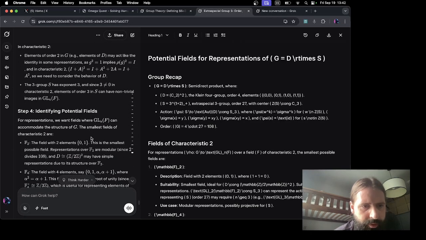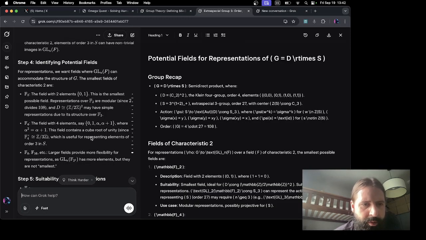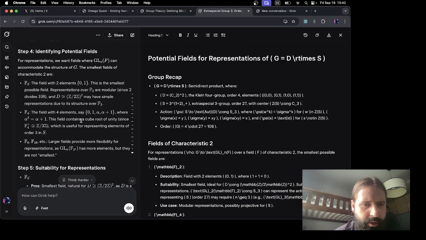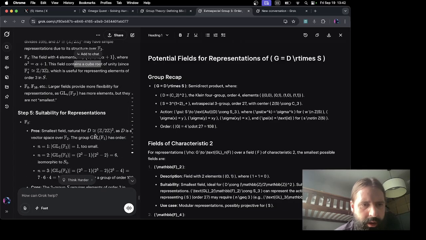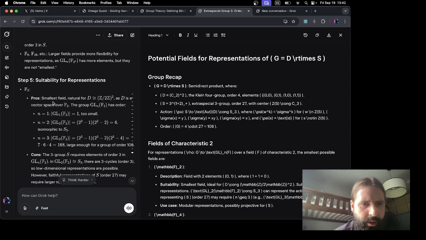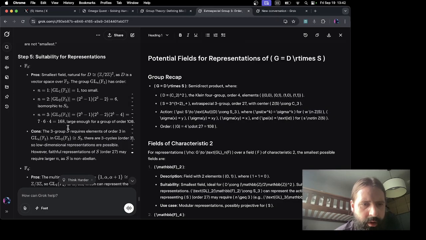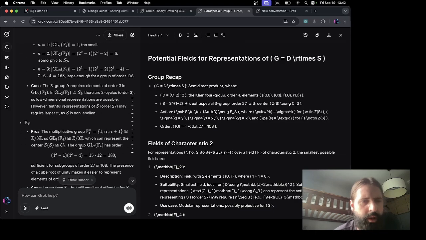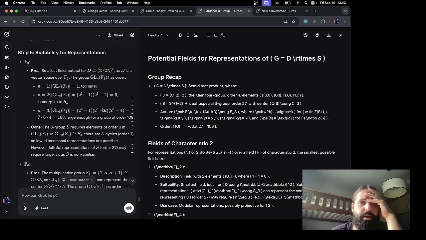Okay, so infinite potential fields. F4 may have simple representations due to its structure over F2, the field with four elements, where the cube root of unity exists. F4 is the smallest field where the 3-group S requires elements of order 3, right? So we cannot really instantiate these on F2. That's probably what it's saying.